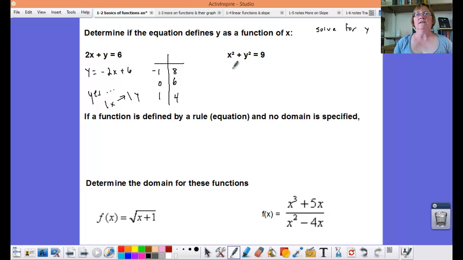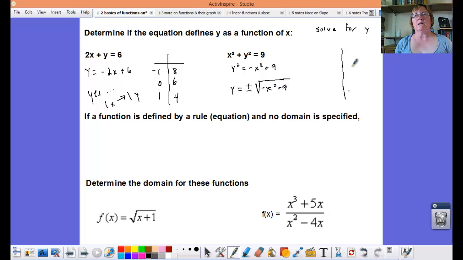On this side, we've got some squared things going on, but the technique is the same. Solve for y. So let's subtract that x squared to the other side. Solving for y means taking the square root on both sides. In fact, since we're introducing the square root symbol, we have to use a plus or minus, and then negative x squared plus 9 is under the radical.